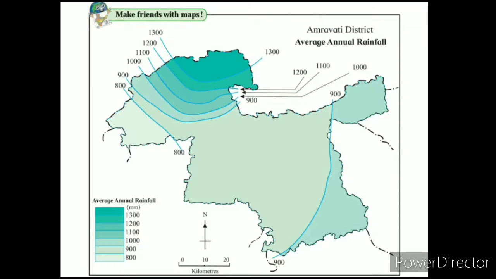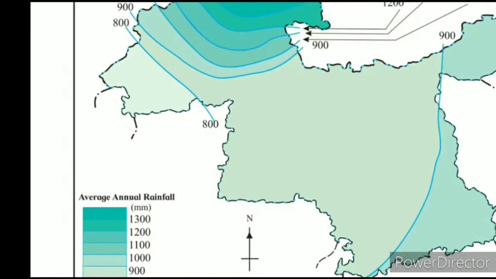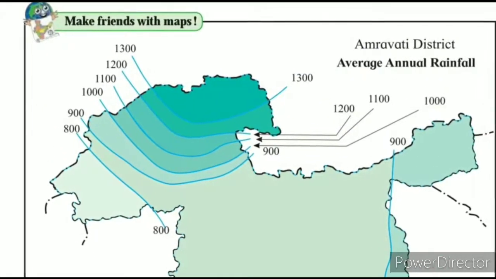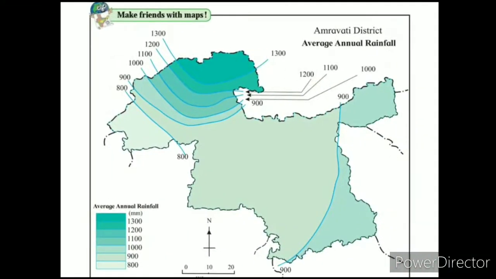Okay, now here is again this map, and there are some questions, so you should observe this map again. When there is map observation, you should see the index given here. Average annual rainfall is there, in millimeter it is mentioned. Okay, and let us see what are the questions.